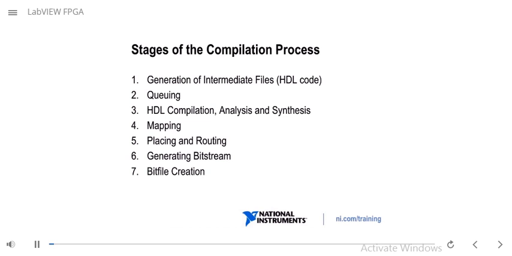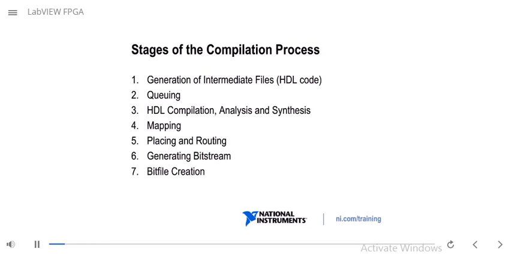Okay, let's talk about the different stages of the compilation process. First, we'll start with generate intermediate files. Here's where LabVIEW will convert the FPGA VI into intermediate files such as HDL code and send it to the compile server. The next step is queuing. Here's where the compile server will queue the jobs and send the intermediate files to the compile worker for compiling. The next step is HDL compilation, analysis, and synthesis. This is where the compile worker transforms intermediate files, such as VHDL code, into digital logic elements.